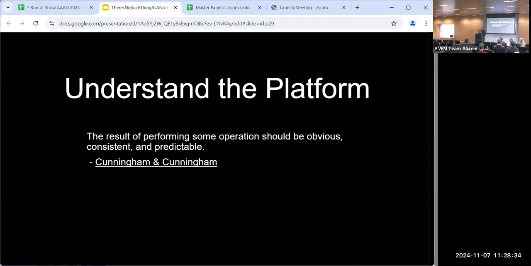And so here's the example, or see, here's the thing I was telling you about a second ago. The principle of least astonishment says the result of performing some operation should be obvious, consistent, and predictable. Anybody here into agile project management or any of that sort of stuff? So in agile, these two guys, Cunningham and Cunningham, were sort of pioneers of agile. And so they have this great wiki.